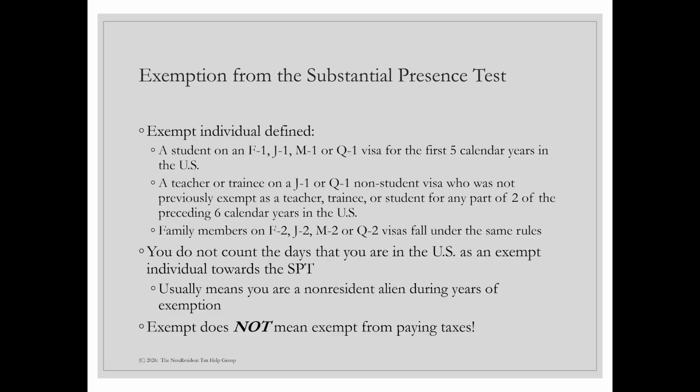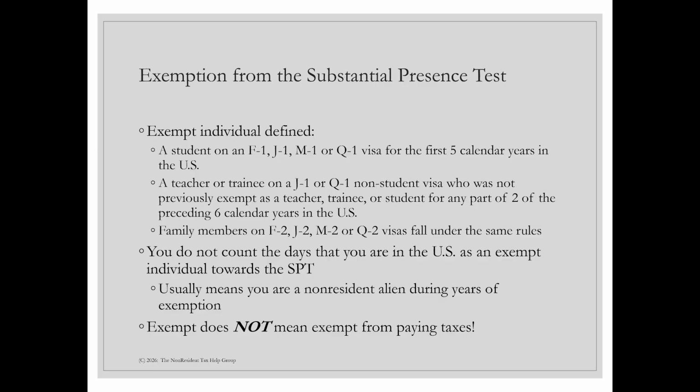as a teacher, trainee, or student. Teachers or trainees on J or Q non-student visas will be exempt from the residency test if they were not previously exempt for any part of 2 of the prior 6 calendar years. Family members on the -2 visas are going to use those same rules. So students will use that 5 years. Teachers and trainees will use that 2 out of 6 year.